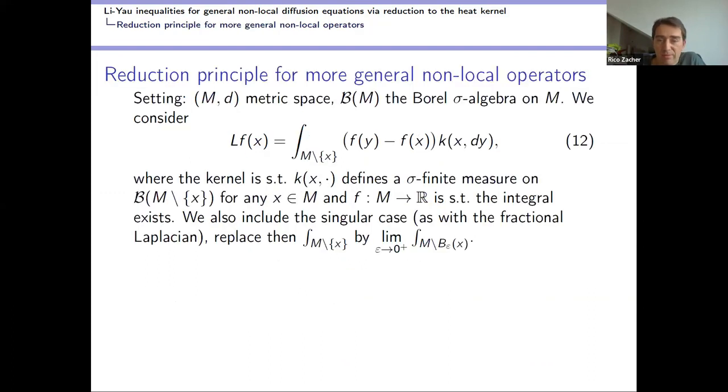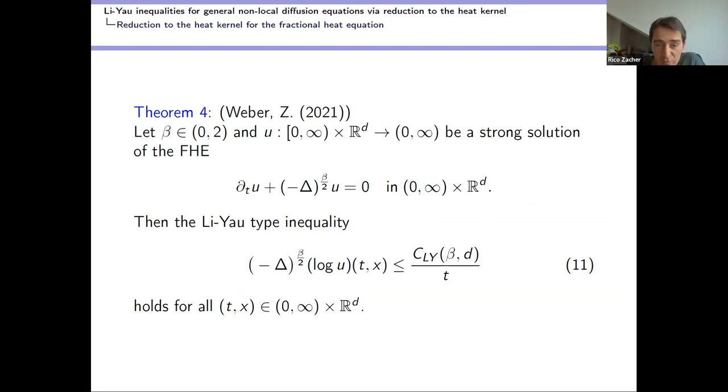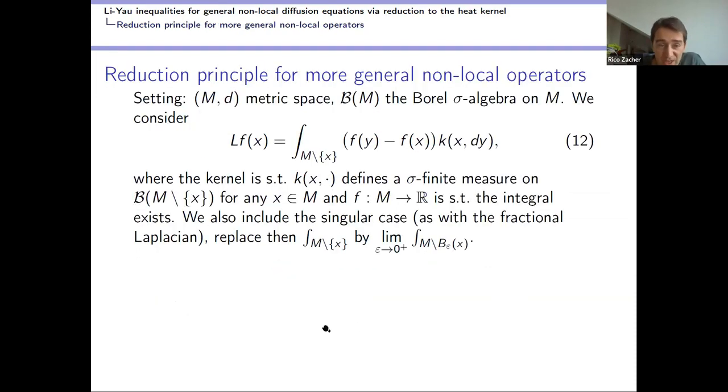Now let me just make some comments. This is a result for the fractional heat equation, but it turns out that you can generalize this result to a much larger class. Here I want to remind you of the nice talk given by Vasily, who considered a rather general class of non-local operators, where you have an integral and you integrate differences against a certain measure. This is actually the key feature you need to prove such a reduction principle. So here we try to generalize it. So M d is the metric space, and B of M is the Borel sigma algebra, and we consider an operator in this form.